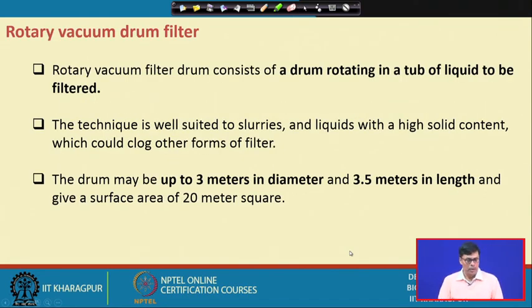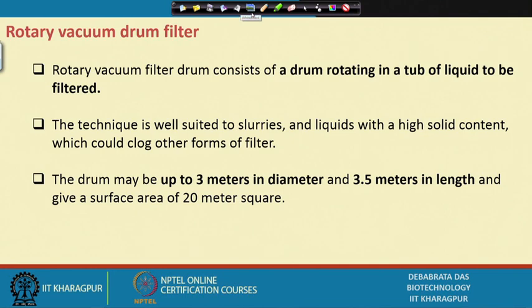Now, let me come to the rotary vacuum filter, because we know that we have a lot of antibiotic fermentation processes where we use fungi. I can give the example of the penicillin fermentation process, where we use Penicillium chrysogenum, which is a fungal strain. I work with the citric acid industry, where we use Aspergillus niger, that is also a fungal strain. The size is quite big. So, there we use rotary vacuum filter.